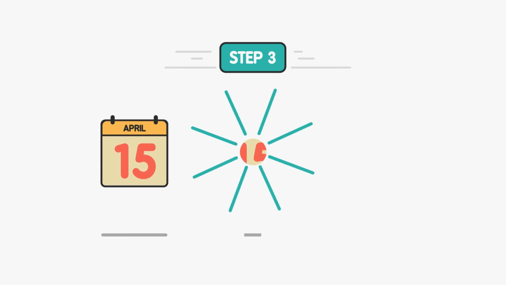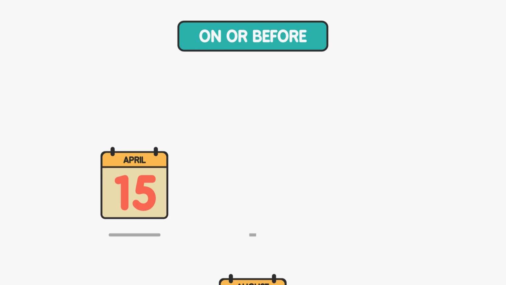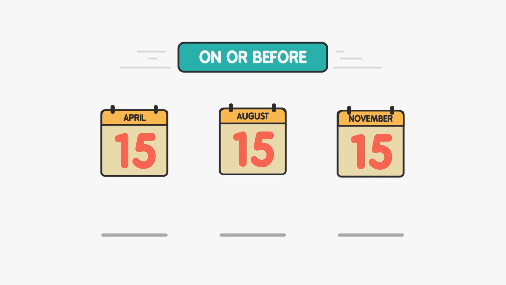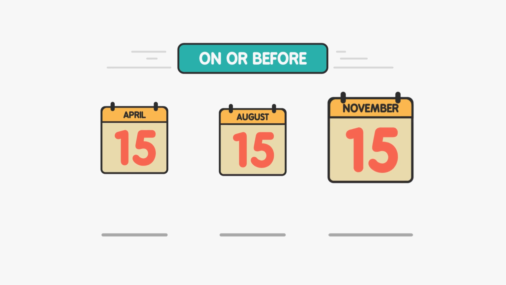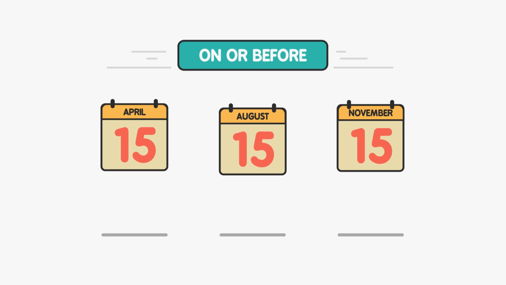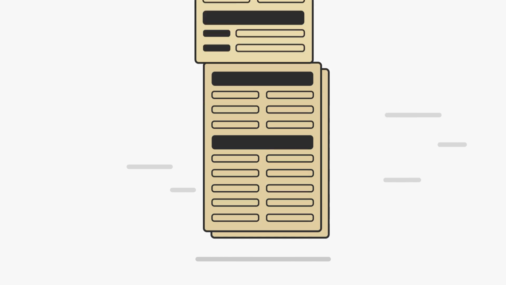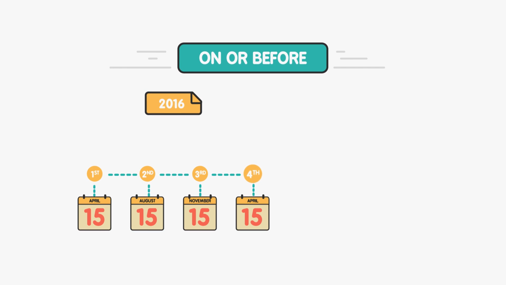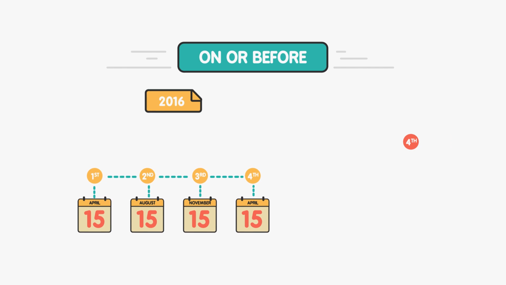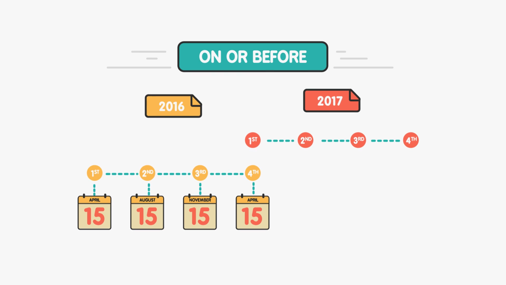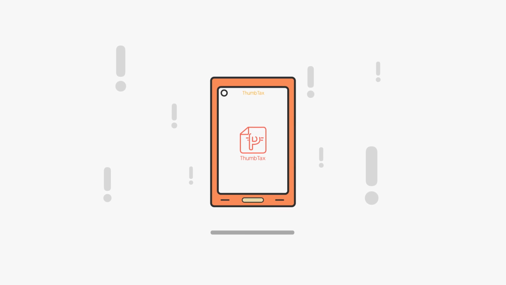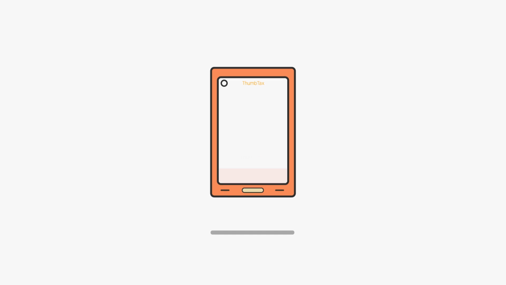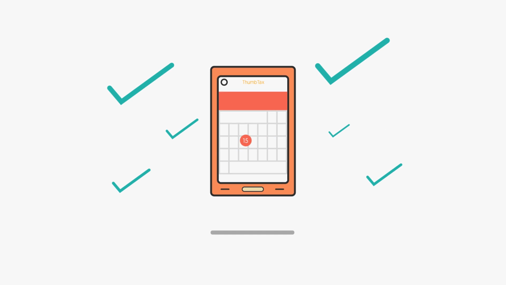Step 3. Keep track of these schedules. Form 1701Q must be filed on or before April 15 for the first quarter of the year, August 15 for the second quarter of the year, and November 15 for the third quarter of the year. While Form 1701 must be filed on or before April 15 for the fourth quarter of the year, which also falls on the first quarter of the following year. Avoid missing these deadlines and getting penalties. The ThumbTax mobile app will help you remember by notifying you a couple of weeks before they're due.